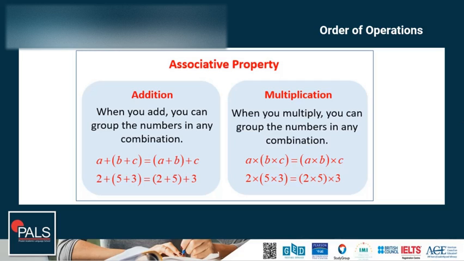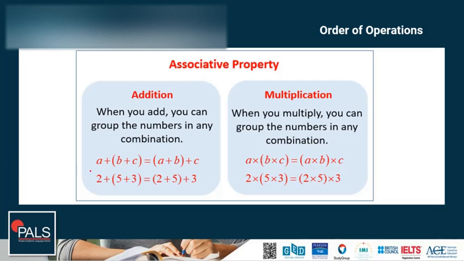Okay, I want you to look at the screen. The definition is associative property of addition. It says when you add, you can group the numbers in any combination. Even if you group the numbers in any combination, you will always arrive at the same answer. With multiplication, it says when you multiply, you can group the numbers in any combination. Same with addition, you will always arrive at the same answer.